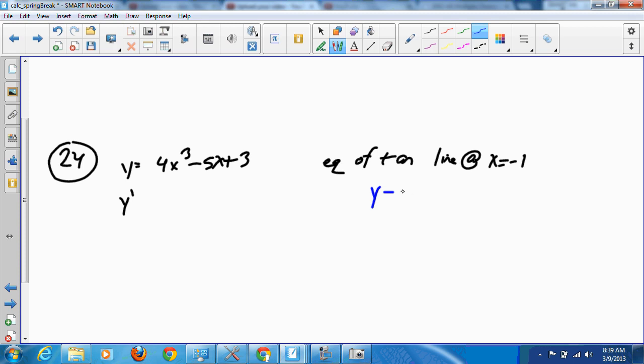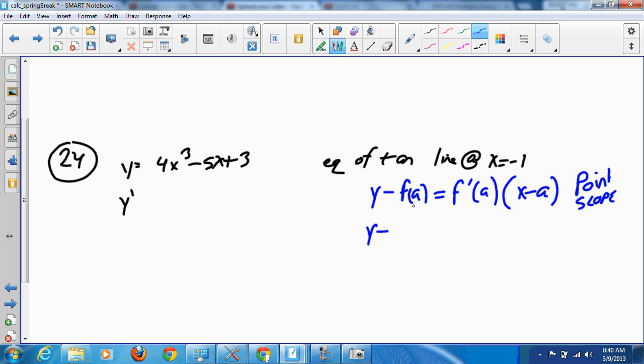Remember, we have this formula: y minus the function value at a is equal to the derivative evaluated at a times x minus a. And this is just the point slope formula. We don't know what the function value is yet for a. We don't know the derivative yet, but we know we're going to evaluate it at negative 1, and we know that a is negative 1. So we do have this much information.